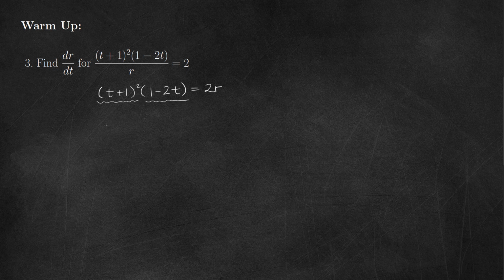So product rule tells us to take the derivative of the first factor, so it's 2 times (t plus 1) to the power 1 times the derivative of the inside, but the derivative of t plus 1 is just 1. So times 1, I'm not going to bother writing that. So that's the derivative of the first. Now we have to multiply that by the second, plus the first, (t plus 1) squared, times the derivative of the second. And the derivative of 1 minus 2t is negative 2.